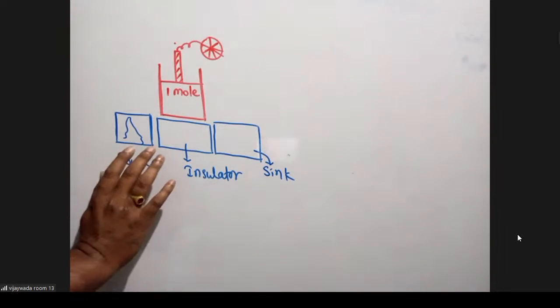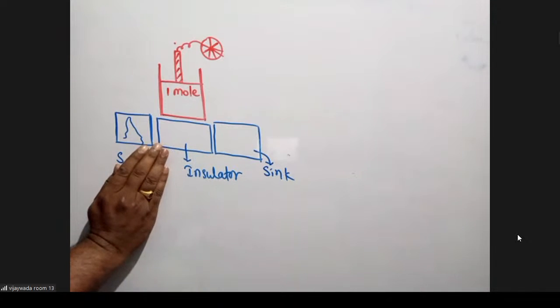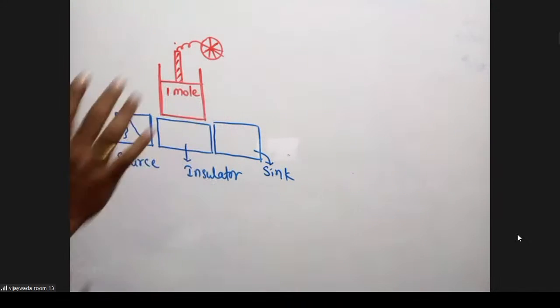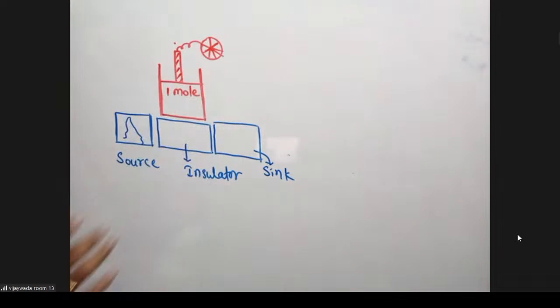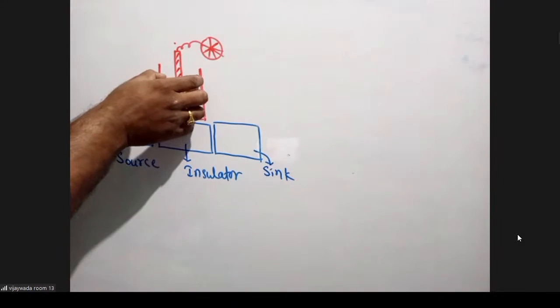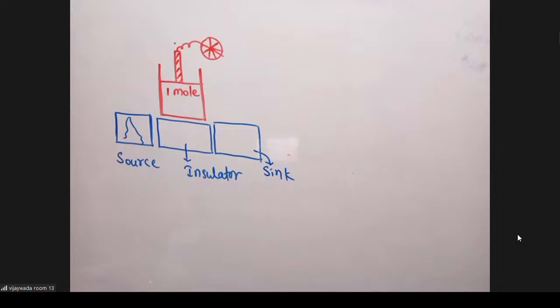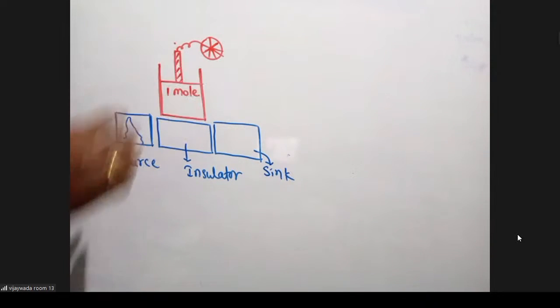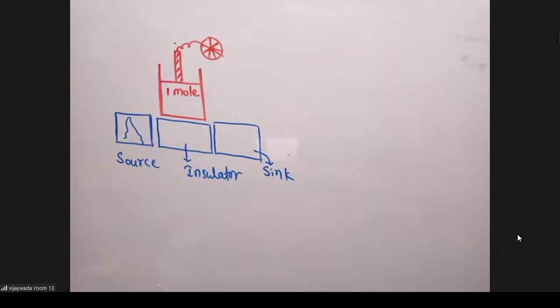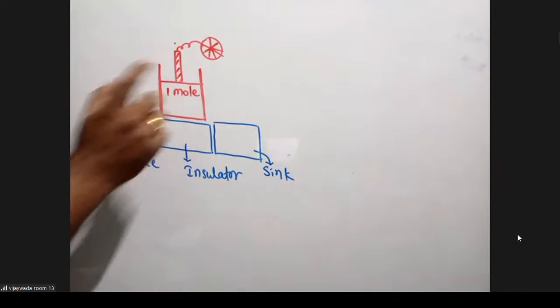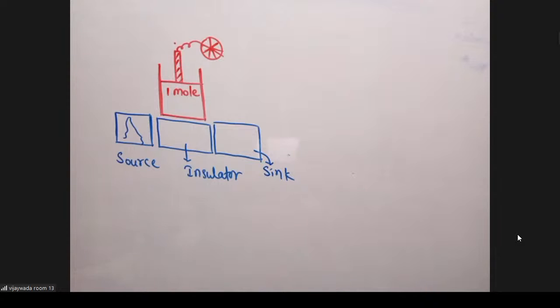And the second process: when the source is moved to the backside, the insulator is attached to the cylinder. When the insulator is attached to the cylinder, no heat is transferred to the system. Then the system itself adjusts the temperature. Again, expansion takes place, the gas expands, and the piston moves to a further level. After that, the sink is attached to the cylinder. The temperature falls, then the piston moves in the downside direction.